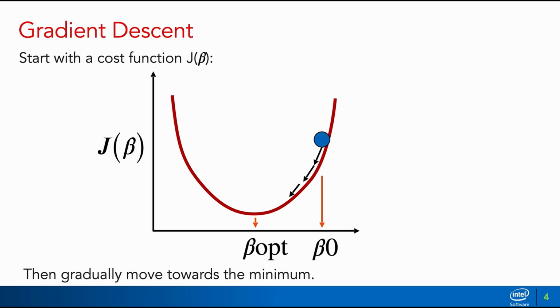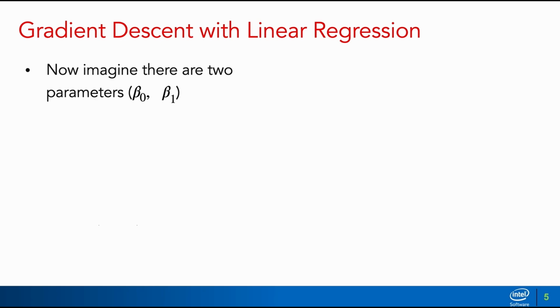The idea is to calculate the slope or gradient at beta 0 and subtract it from beta 0. Then the next beta value, say beta 1, is found at the left of beta 0 since we subtracted the positive slope from beta 0 value. We will be iterating step by step to reach the beta optimal. This idea can be generalized to complex cost functions in real-life problems.